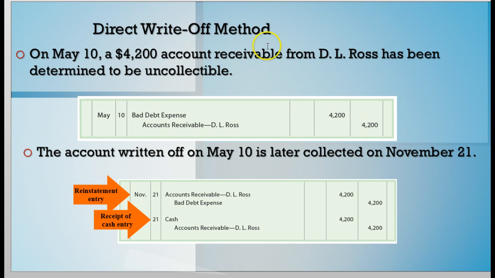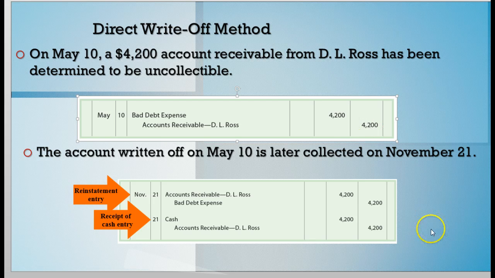So this one says on May 10th, a $4,200 account receivable from D.R. Ross was determined to be uncollectible. So what do we do? We put it into bad debts expense and we took it out of accounts receivable.